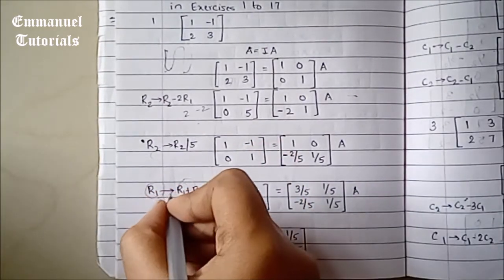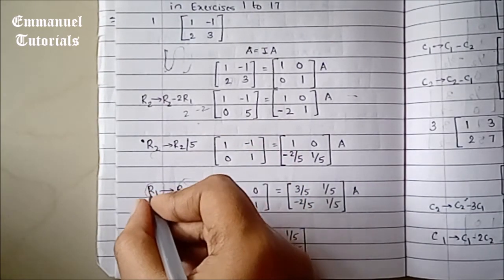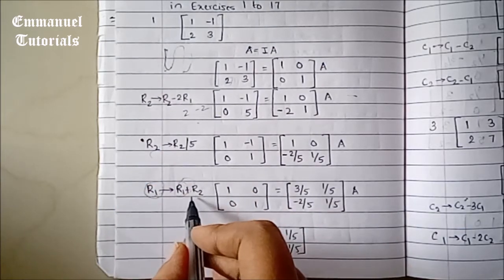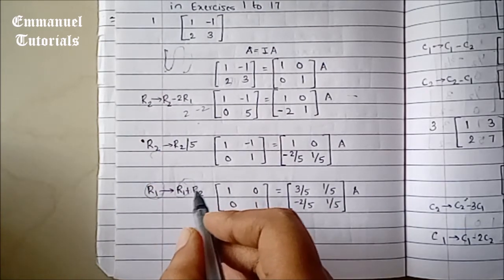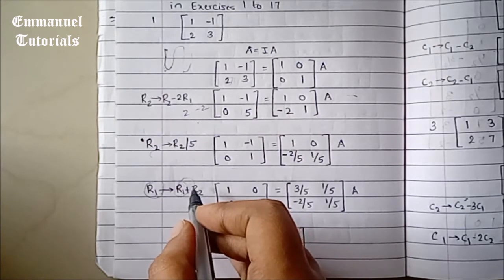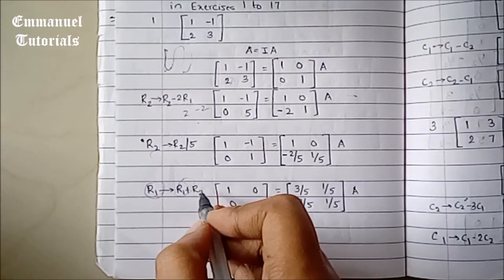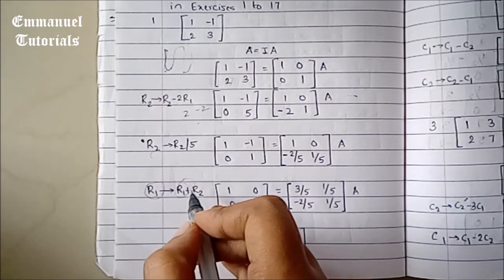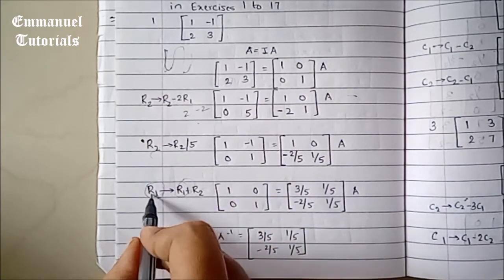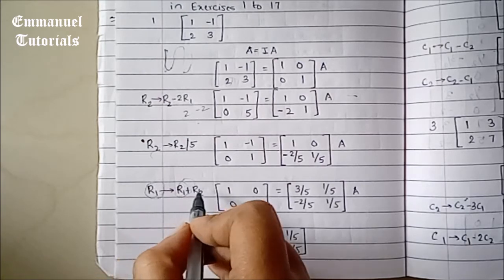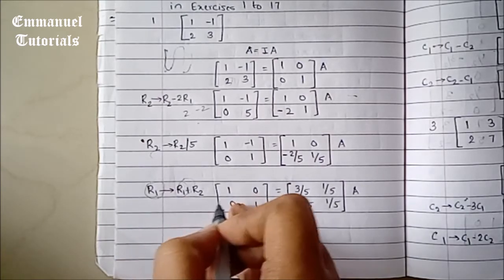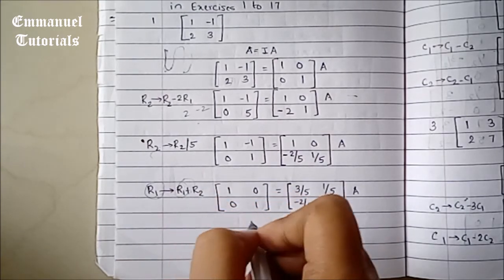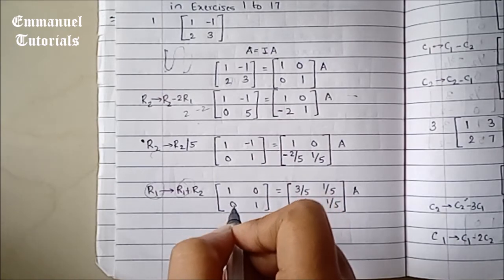Also, if you are making a transformation on R1, there should always be R1 on the right hand side also. If you don't use R1 and just use some other row, this is not allowed, because if you want to change R1, then you have to use R1 and some other row, or only R1, to get the resultant matrix. Now let's go to the second question.